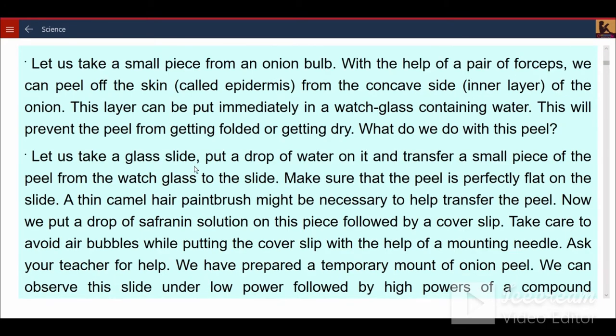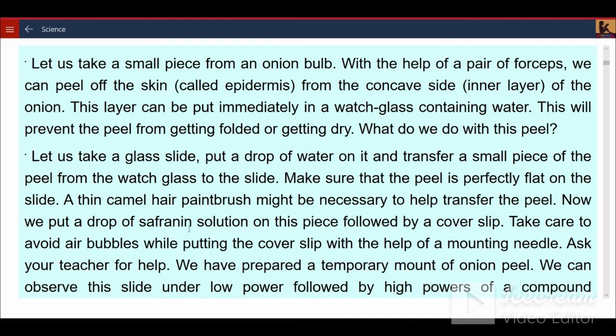Take a glass slide, put a drop of water on it and transfer a small piece of peel from the watch glass to the slide. Make sure that the peel is perfectly flat on the slide. A thin camel hair paintbrush might be necessary to help transfer the peel.